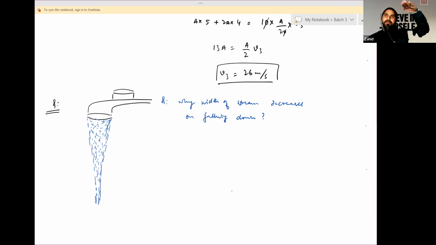Suppose the tap is at some height from which liquid is coming out and falling down. So on falling down, its width decreases continuously. Why does it happen so? Riba?